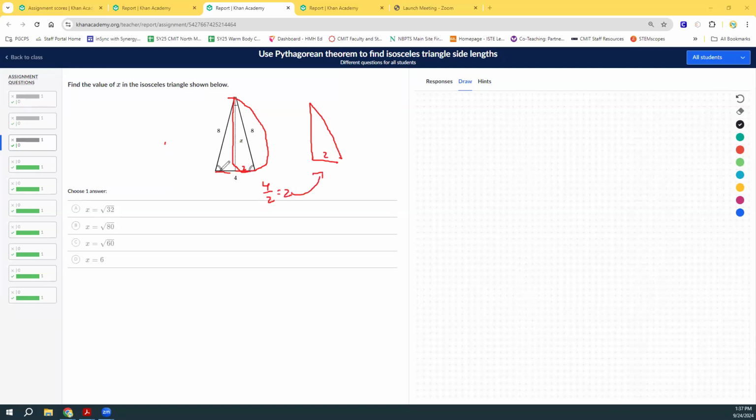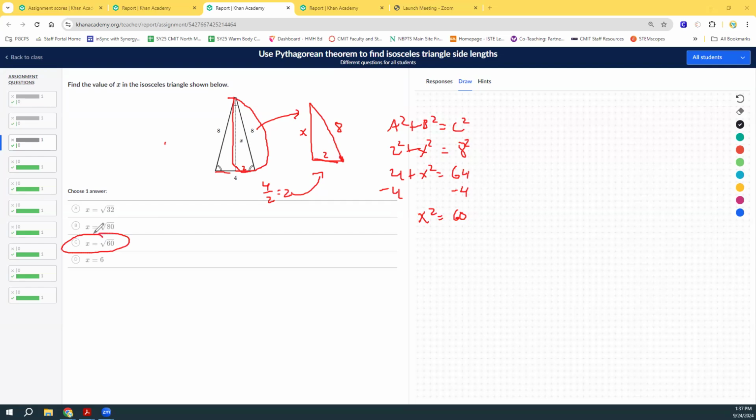If they give you the whole way, we need the bottom. It's 2. And x goes right here, and 8 goes right there, right? So now a squared plus b squared equals c squared. 8 squared, x squared, 2 squared. 4 plus x squared equals 64. Subtract 4, subtract 4. I'm sorry if I'm going too fast, I just did this like 5 times already. The square root of 60.